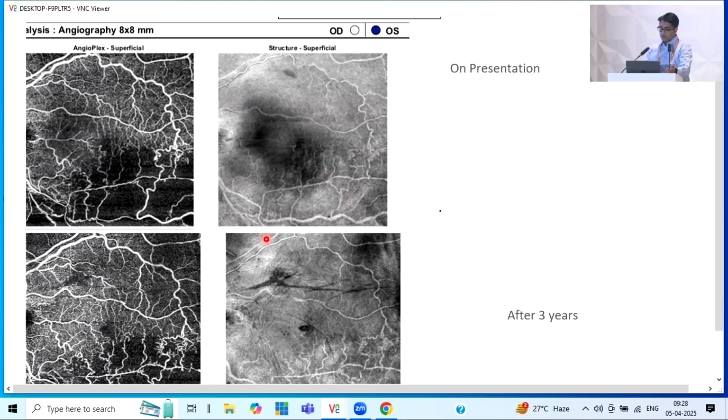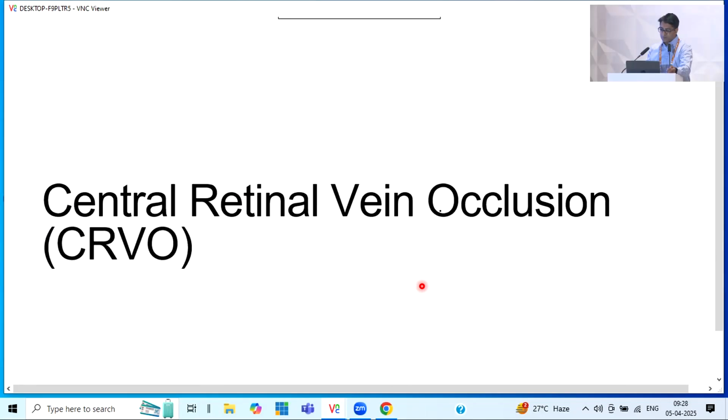This is on presentation, and you see this band. This is a formation of epiretinal membrane and/or a traction band, which has happened in 3 years of the disease. I'll show you a case of CRVO also.